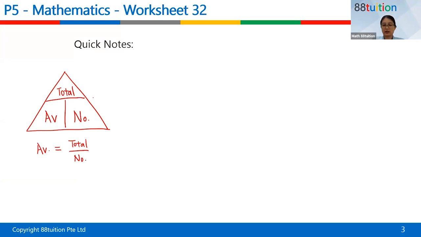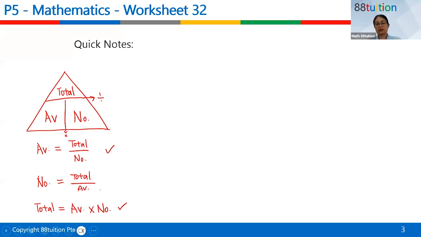So this line here actually stands for division. This one actually stands for multiplication. So number is total over average. Total is average times number. So this is a formula. A lot of time we'll use this one and this one. This is a bit more rare, but it can come out. So do remember the placement in the triangle, then you remember the formula.